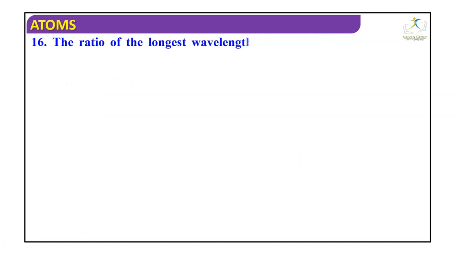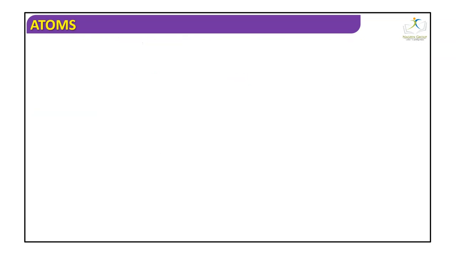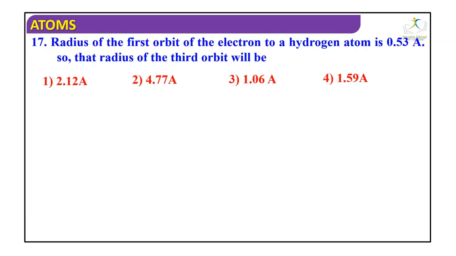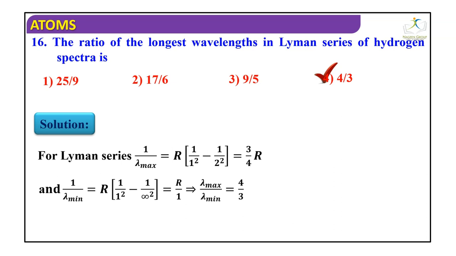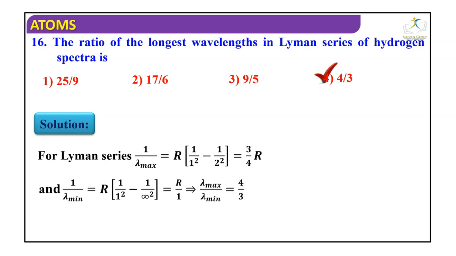Next question: the ratio of the longest wavelength to the shortest wavelength in the Lyman series of hydrogen spectra is 25 by 9, 17 by 6, 9 by 5, and 4 by 3. So let's move to the solution part. It's not a hard question, a little bit easy.